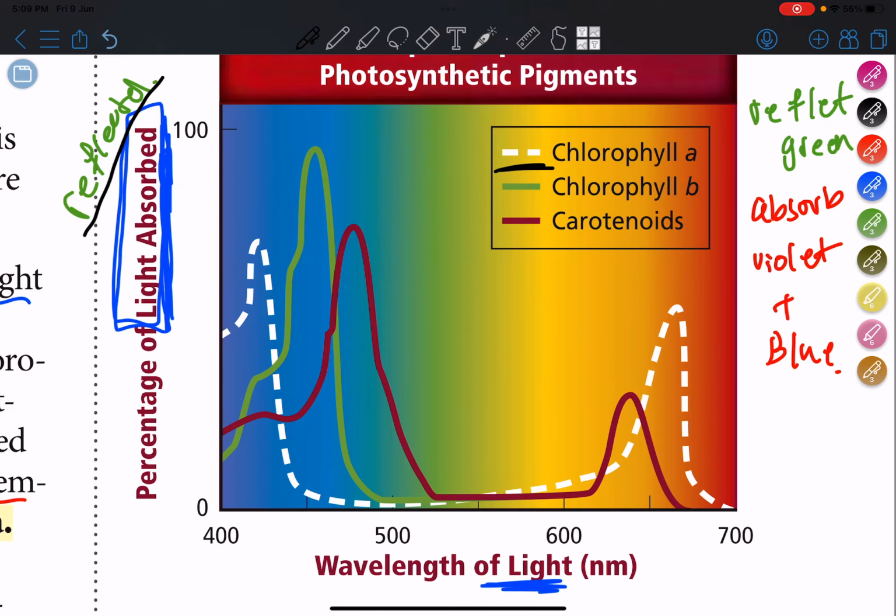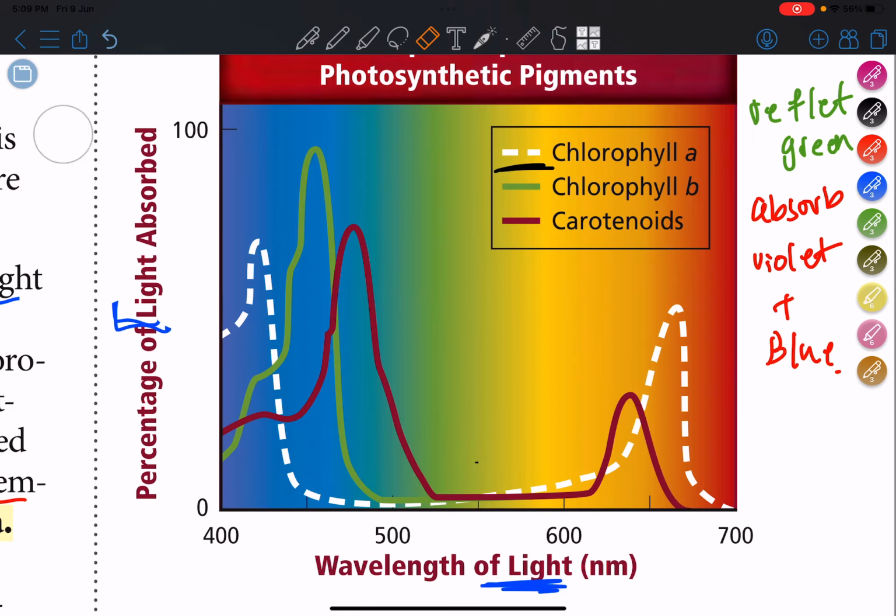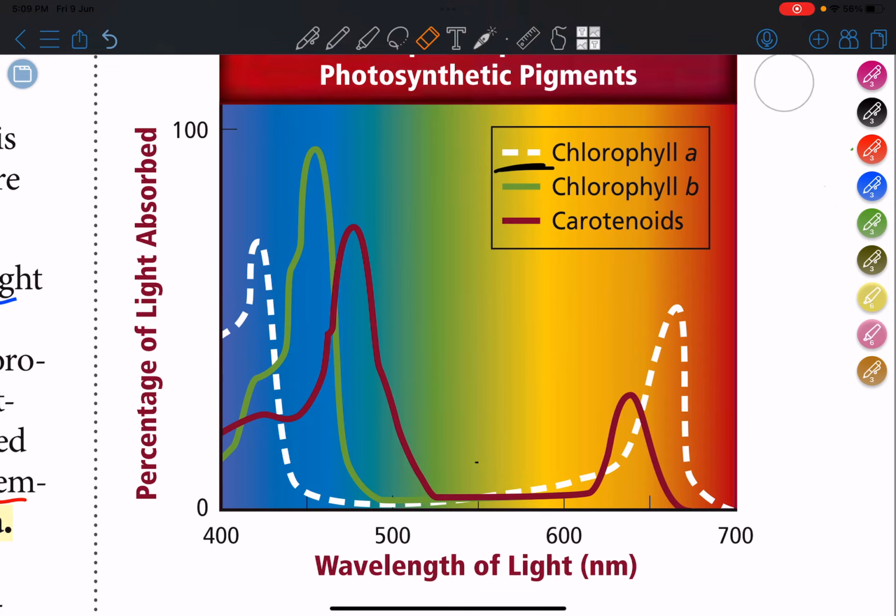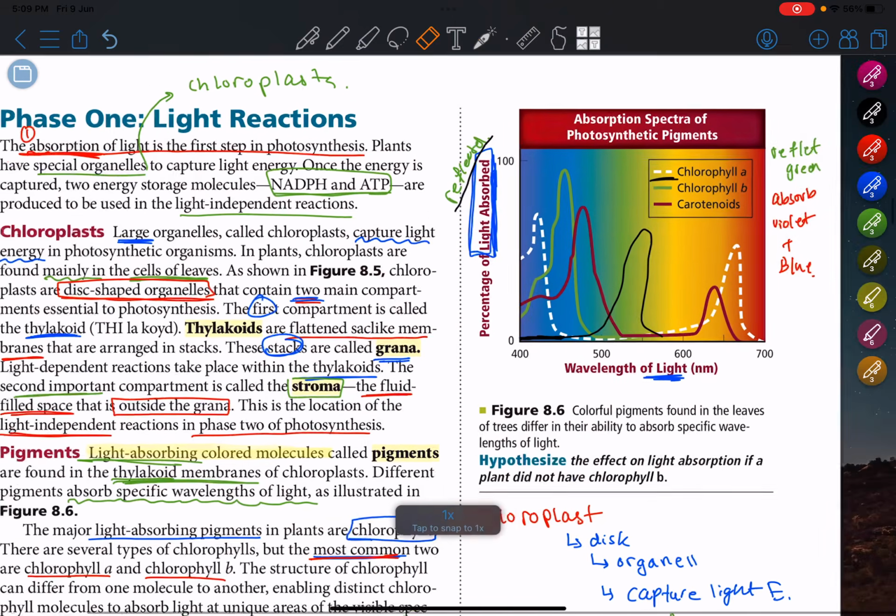So anything that is being absorbed will be a 0. So right here, we absorb the violet and blue, which means we do not reflect it. And then as soon as we start getting to the green, we reflect green, okay? So that's what the graph would look like for a reflection graph. So just make sure you read this. And now you understand how to read this graph.